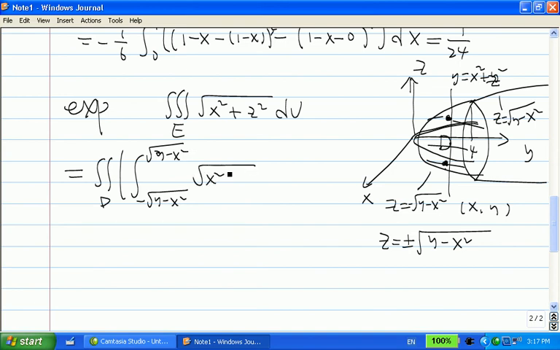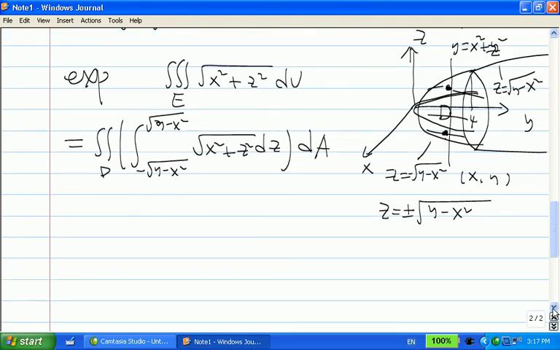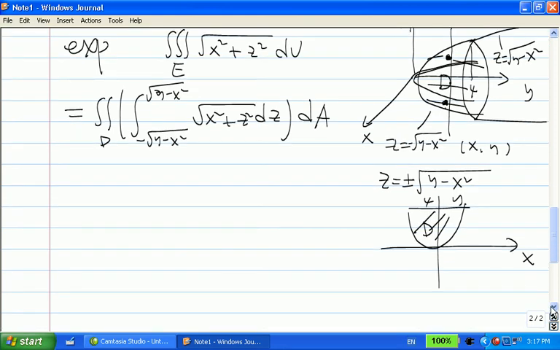Then you have this, then dz, then the whole thing, then dA. Your D there is a parabola like this on the xy plane. Here is the 4. This is your D. And you are going to see this is not an easy integral.